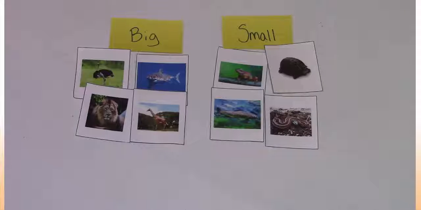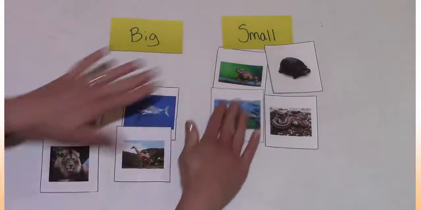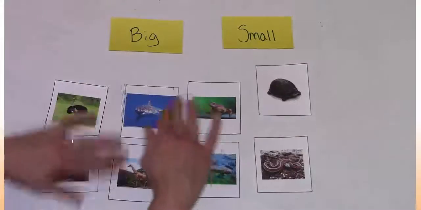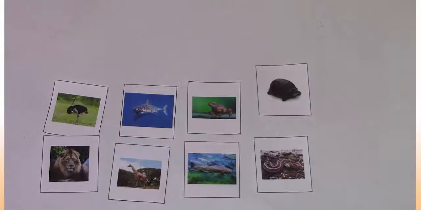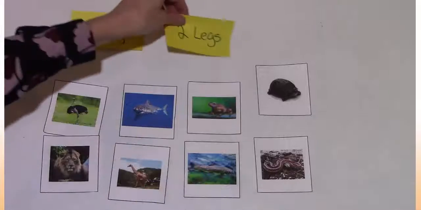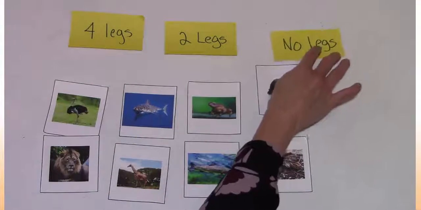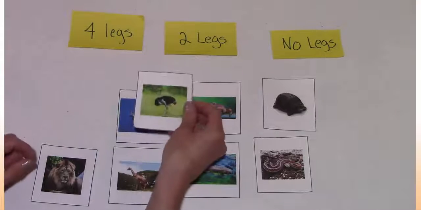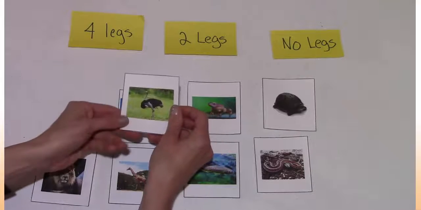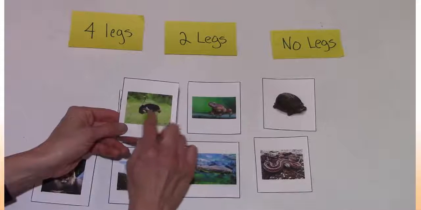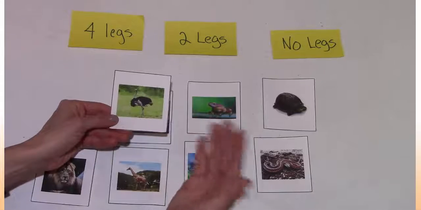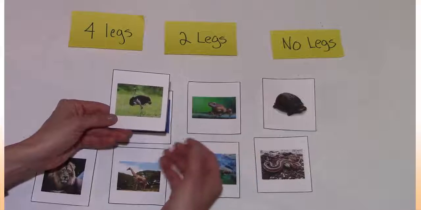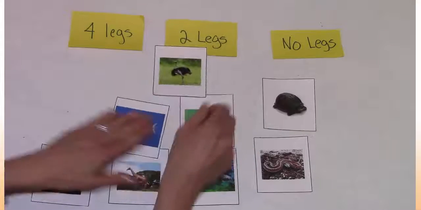So that's really good, but we could also group these animals a different way. What if we grouped these animals by the number of legs that they have? So, do they have 4 legs, 2 legs, or no legs? Let's take a look. Let's look at this ostrich. I definitely see 2 legs, and then it's got big wings, but wings must be different than legs. So let's say 2 legs.